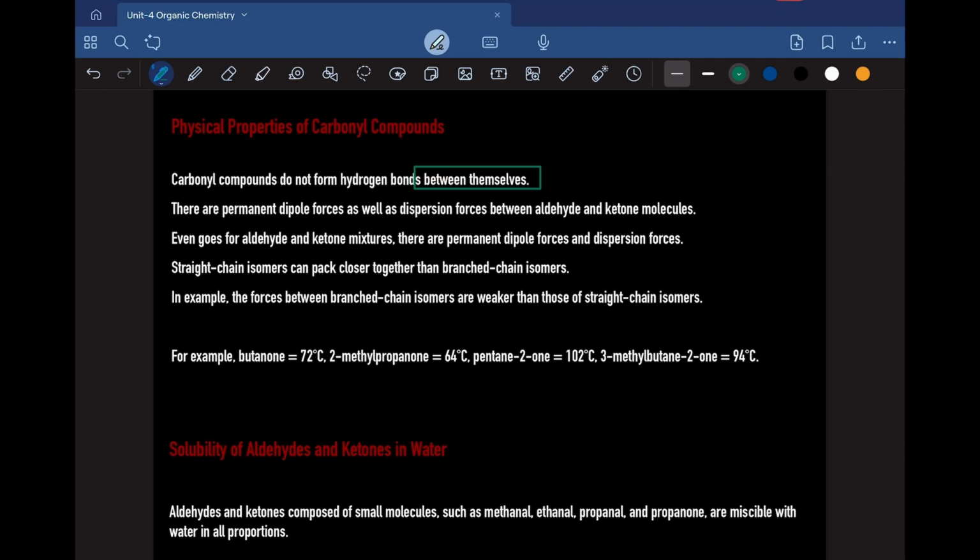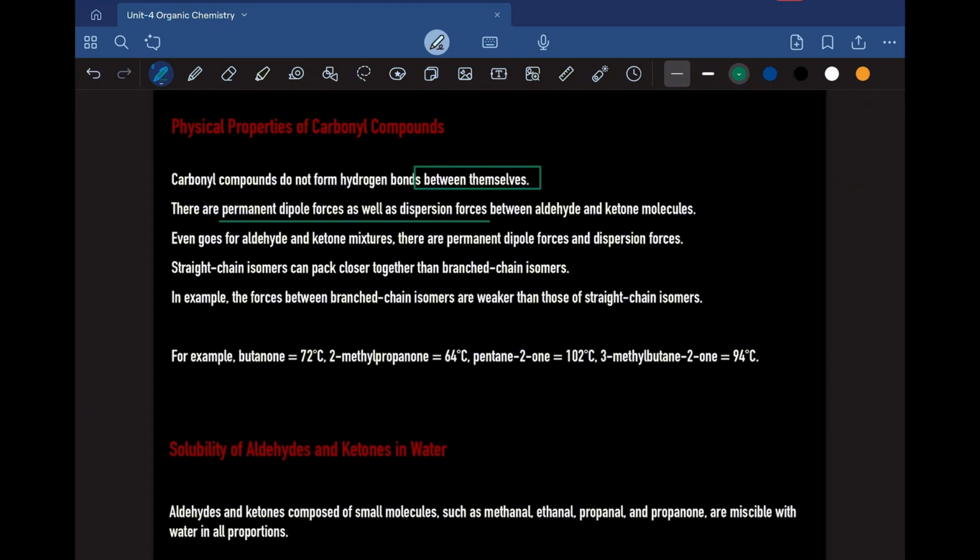Okay. And the second property is there are permanent dipole forces as well as dispersion forces between aldehydes and ketones. These two forces are really important to understand. Permanent dipole force, dispersion force, London force, and each and every force that you have learned in your AS chemistry. These are the forces that you will have to recall and revise for your Unit 4 and Unit 5 exam, because these become really important while solving the question papers, because in more or less every year there is a question regarding these forces.